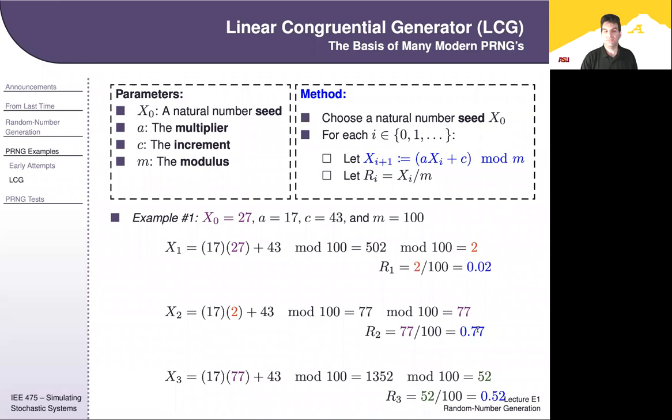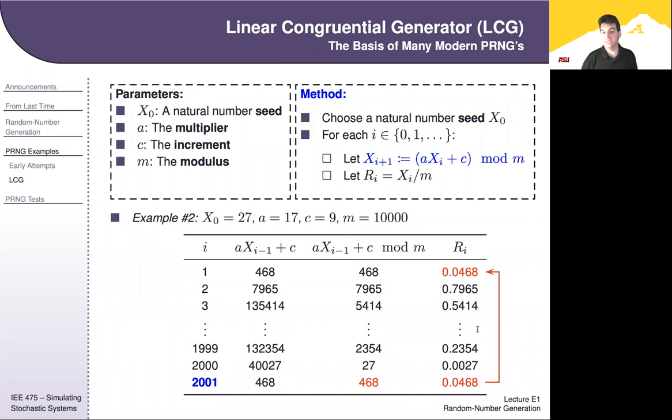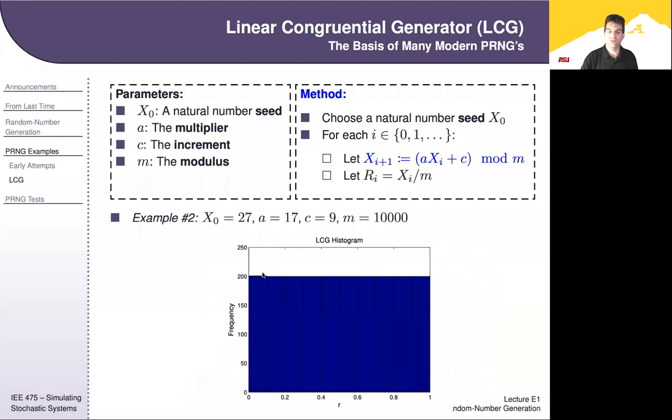And you can get some pretty long cycles again. So here's one, 17, 9, and 10,000, and I picked a seed of 27. If I do that, then I end up getting a cycle of length 2,000. And not only do I get a cycle of length 2,000, but if I then take a histogram of these 2,000 numbers, they're uniformly distributed over the period from 0 to 1. So that looks pretty darn good. So this is a histogram. I find roughly the same number of numbers in each one of these bins.